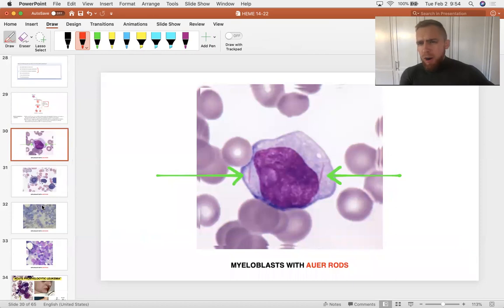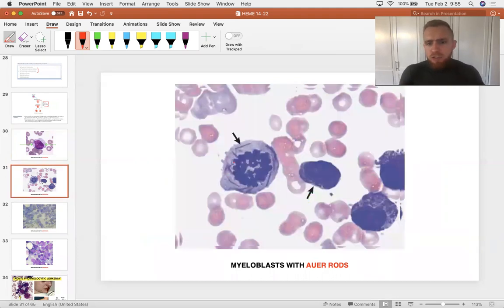Let's look at some Auer rods right now. This is so high yield, I want to hit it right at the start of this video. They kind of look like needles. You know how gout has kind of birefringent needles if you were to look at it under a microscope? Well, to me, that's what these Auer rod inclusion bodies look like. And again, they're lysosomes technically. They've got lysosomal enzymes in them, but they're lysosomes that aren't spherical like they typically are. They've been stretched out like a drinking straw.